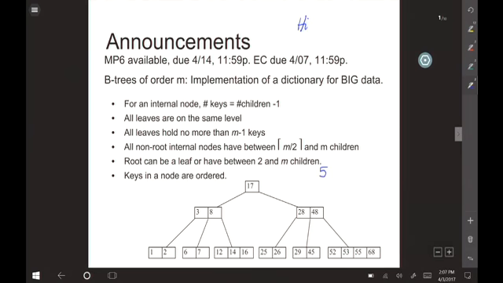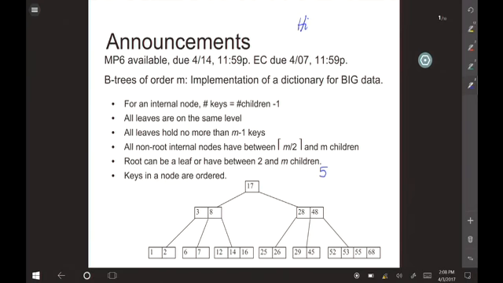I know it's not order 4 because in an order 4 tree, no node will contain more than 3 keys. So the maximum number of keys in a node is 1 less than the order. And I know it's not order 6 because if it were 6, then all of these would be in a node. So let's talk about this order relative to node size for just a second.